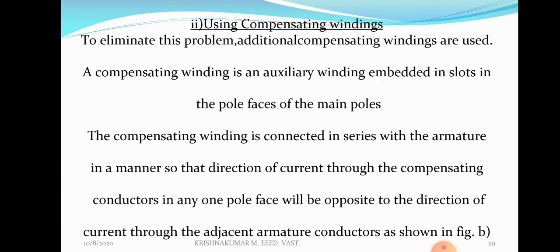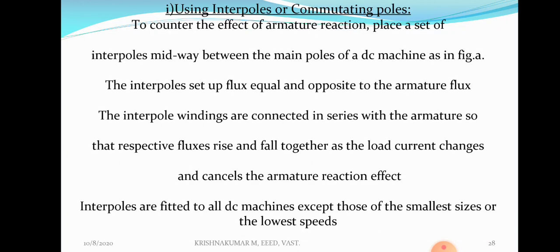Okay, then the second method: using compensating winding. To eliminate the problem of armature reaction, an additional compensating winding is used in the case of a DC generator. A compensating winding is an auxiliary winding embedded in slots in the pole face of the main poles. It is connected in series with the armature in a manner so that the direction of current through the compensating conductors in one pole face will be opposite to the direction of current through the adjacent armature conductors, as shown in figure B.